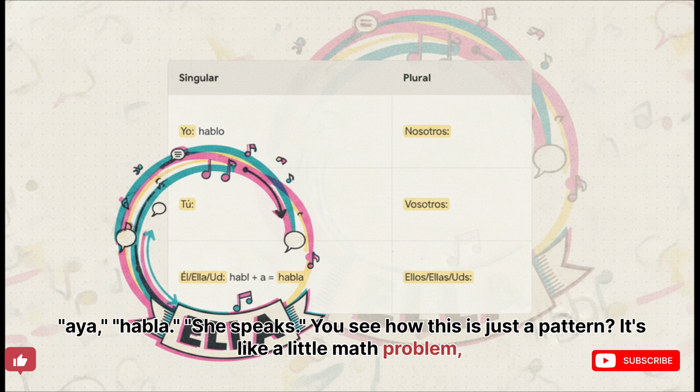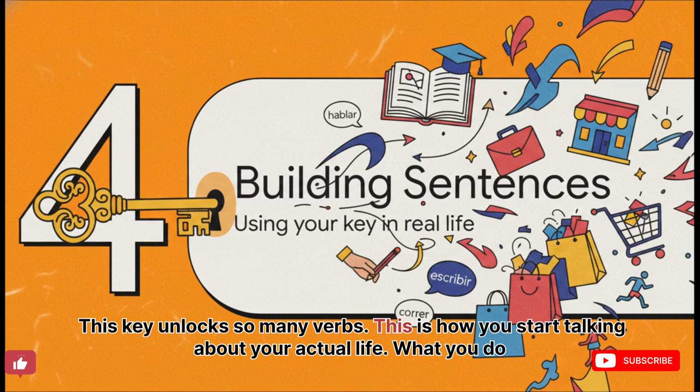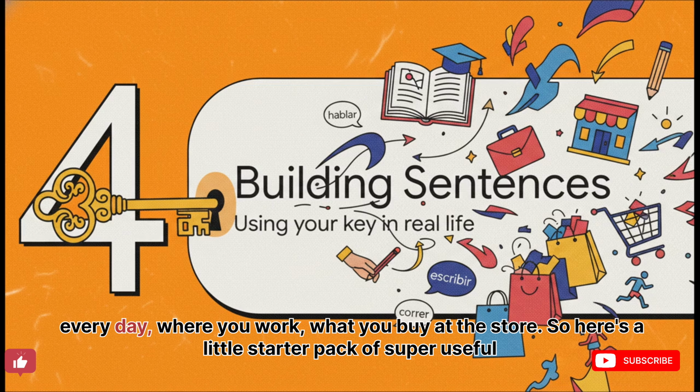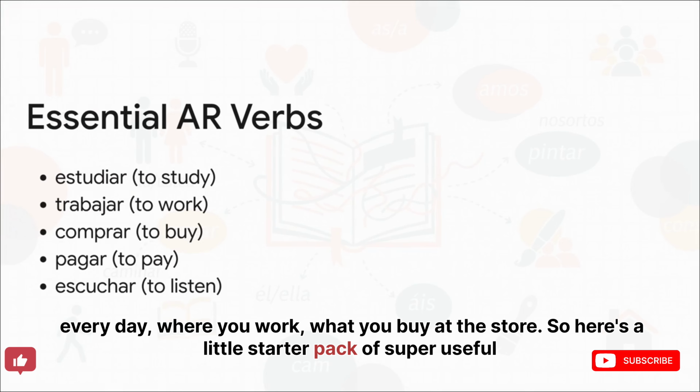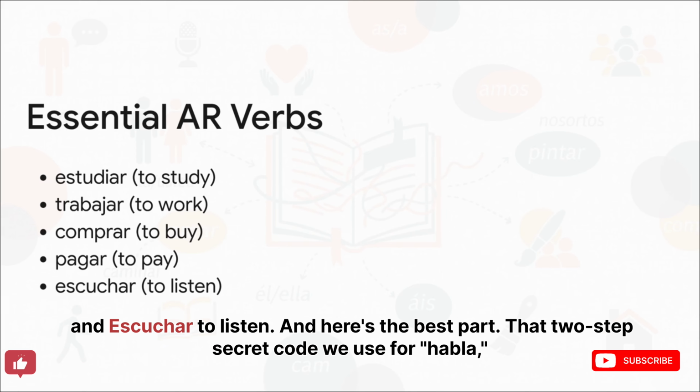You see how this is just a pattern? It's like a little math problem, and it works every time. Okay, so now you have the key. And this isn't just some boring grammar rule. This key unlocks so many verbs. This is how you start talking about your actual life, what you do every day, where you work, what you buy at the store. So here's a little starter pack of super useful everyday verbs for you. You've got estudiar, to study, trabajar, to work, comprar, to buy, pagar, to pay, and escuchar, to listen.